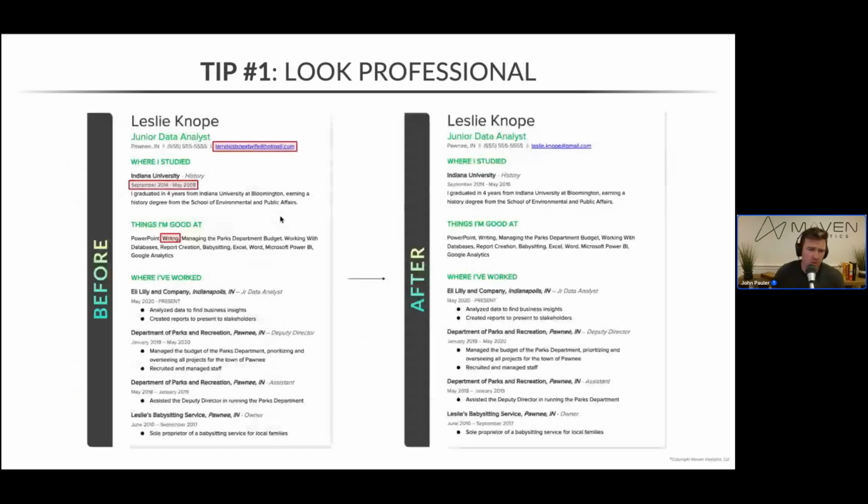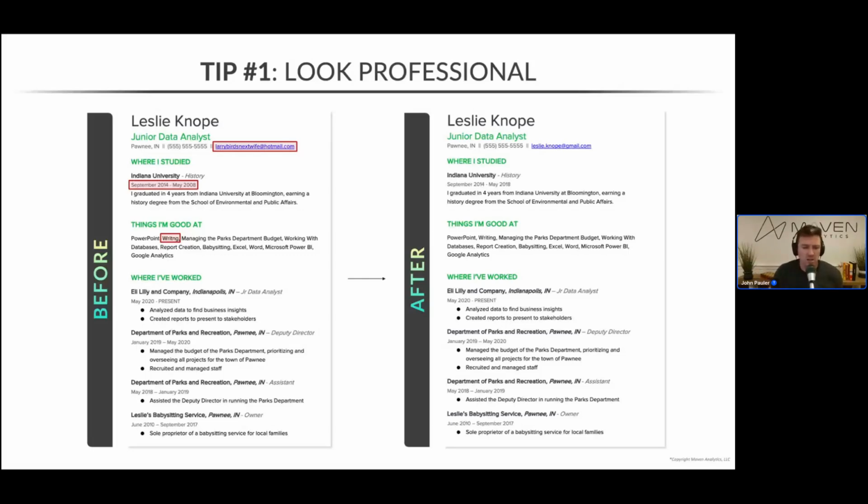So first one here, it's probably a little small, but you can see the Leslie Knope here, junior data analyst. Her email that she's put on here is Larry Bird's next wife at hotmail.com. She's a big Larry Bird fan. He's a basketball player. So this would be a super weird email to see as a hiring manager. So let's replace that and just do a very simple leslie.knope@gmail.com.